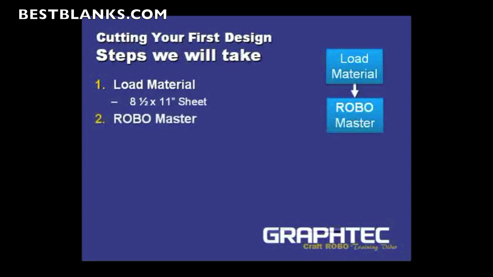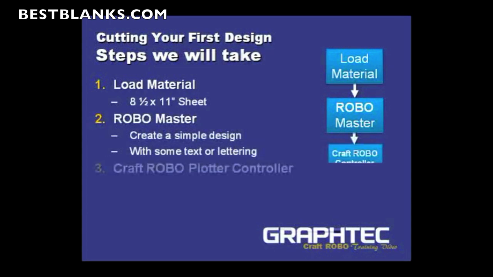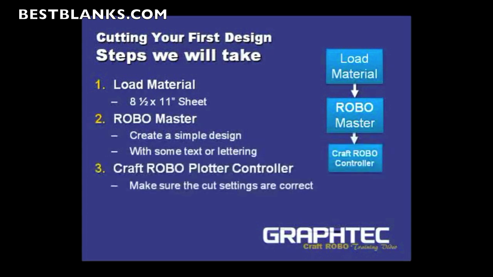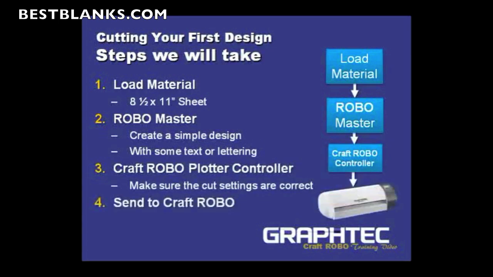Next, we'll open up RoboMaster and we'll create a simple design, perhaps with some text or lettering. Next, we'll send it to the plotter controller, and this is where we can make sure that the cut settings are correct before we send it to the cutter. And then finally, we'll send it to the Craft Robo and we'll actually watch us cut out our first design. Well, let's go on to loading the material.